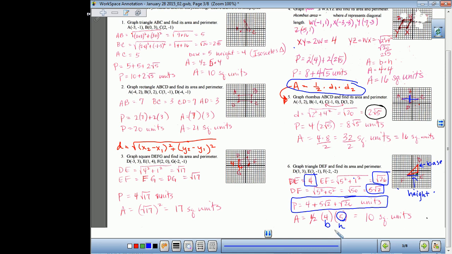Wait. Did you just count DE? Did I count DE? Yes, because if it's horizontal or vertical, I would not do the distance formula. I would just count units on your coordinate plane. Any other questions?